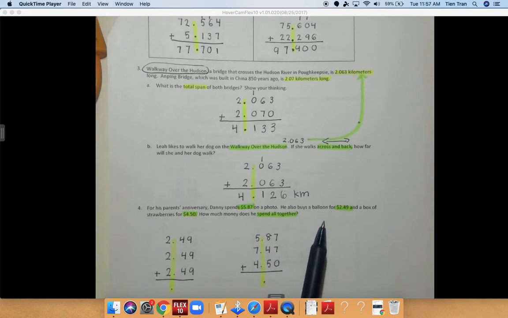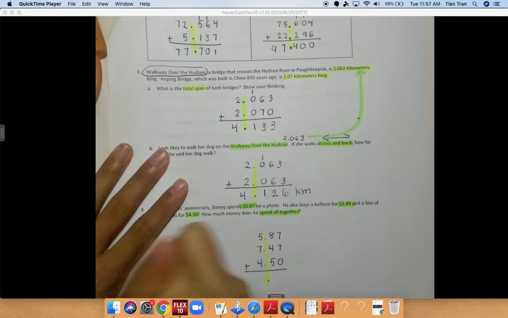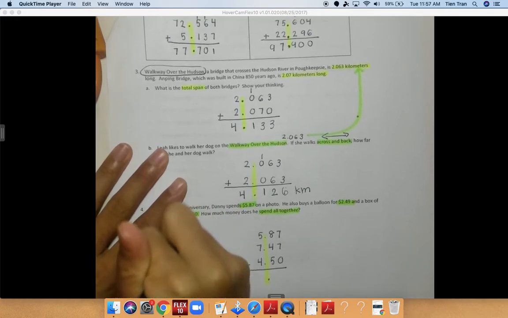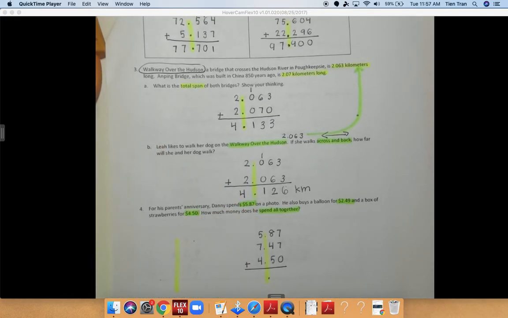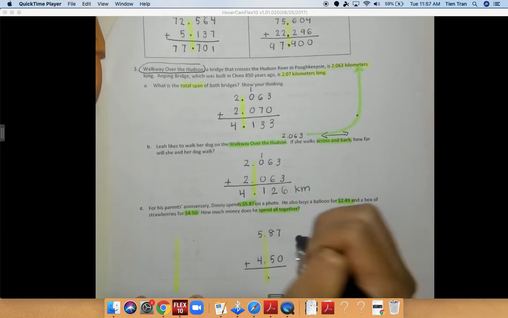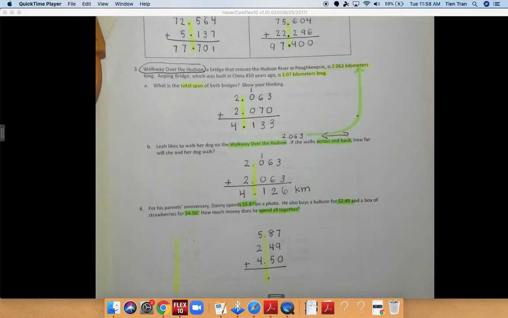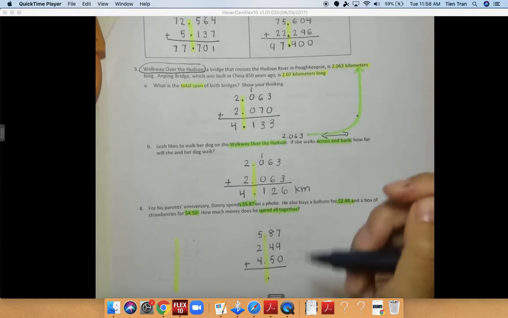And then he also buys a balloon for $2.49. Okay. Does he only buy one balloon? Oh, I guess so. And a box of strawberries for $4.50. Okay, so he didn't buy 3 balloons. I don't know why I thought there were 3 balloons. So he only bought one of each. Okay, so $5.87 and $2.49. And the last one says strawberries for $4.50. Okay, so I'm going to add it all together.